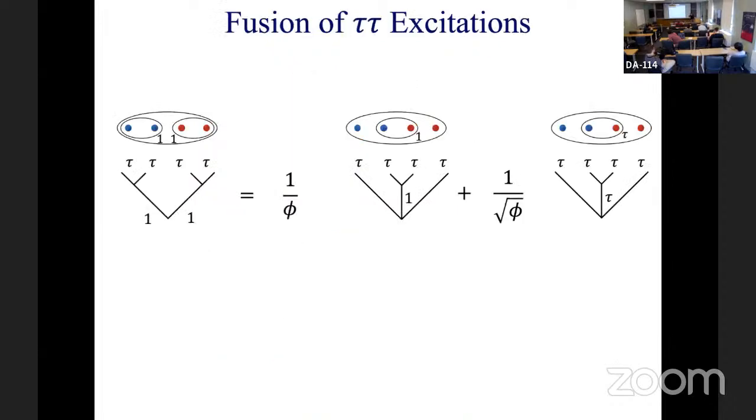All right, so now let's go back to the fusion. Again, I'm just repeating this. This is the relation.